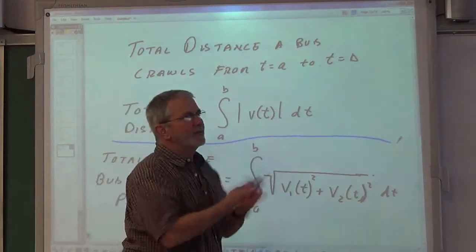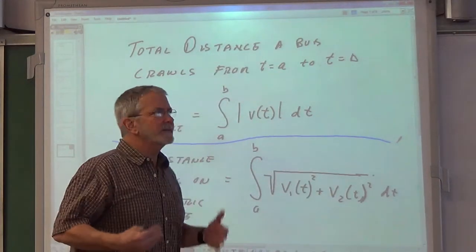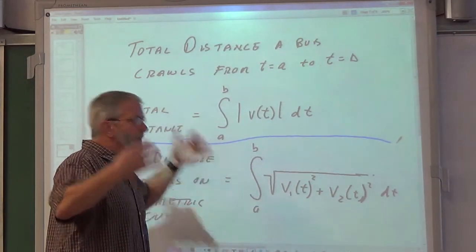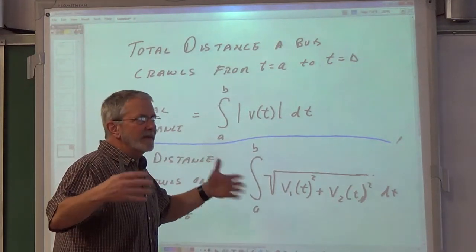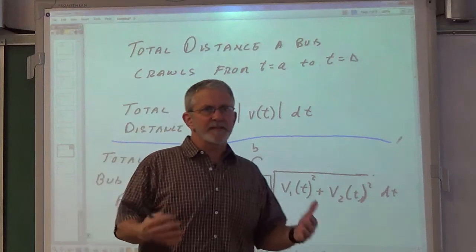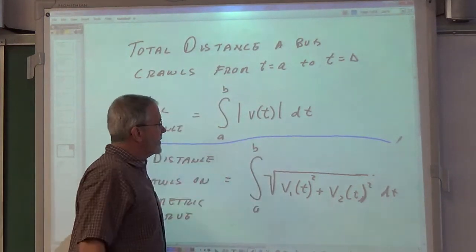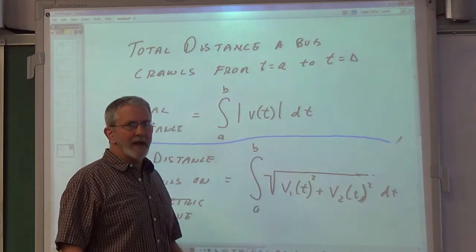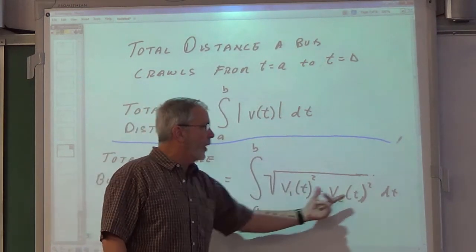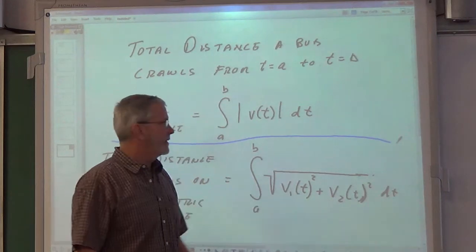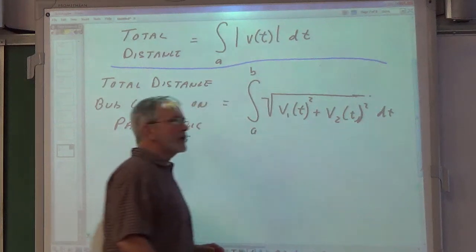Well, what is the absolute value of velocity? What's that? Oh, you mean it's the magnitude of the velocity vector? Kind of. The only difference is we're not talking about a specific velocity vector now, because we're talking about from a to b. But if I were, how do you find the magnitude? It's the square root of the components squared. And so this is the total distance in a parametric curve.